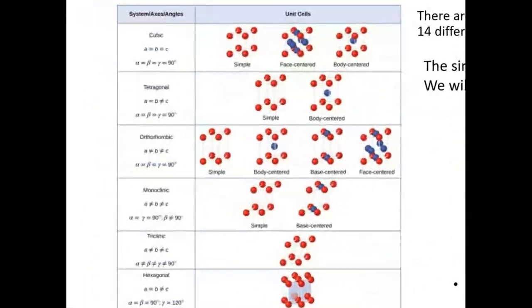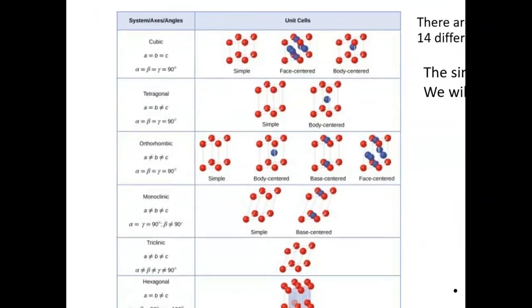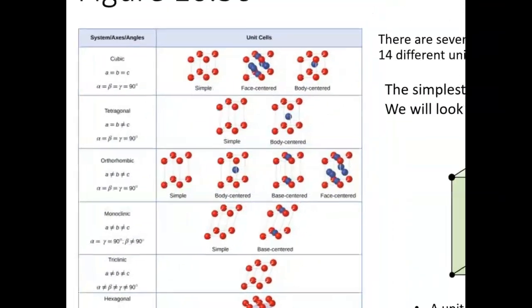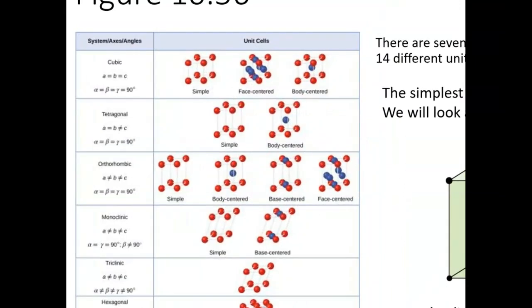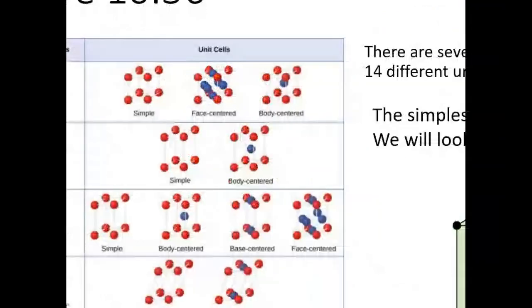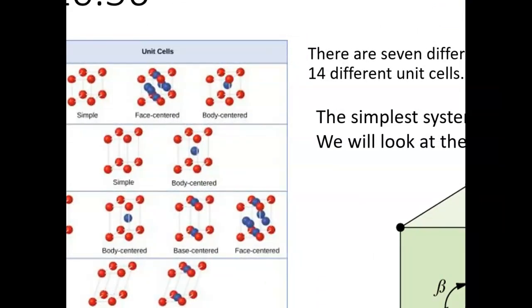There's 7, and again, I know this is fuzzy. There's 7 little systems: cubic, tetragonal, orthorhombic. You guys do not need to know any of these names. What we're going to look at is the very basic system, which is a cubic system. And I'm going to teach you what this phrase unit cell means. That's really about all we're going to learn about crystal structures.